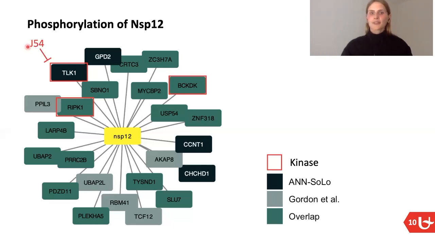J54 is a new inhibitor of TLK1 and is currently being tested as a prostate cancer therapy. It could also be used to inhibit the phosphorylation of Nsp12, but the effect that this would have on a SARS-CoV-2 infection remains to be seen.